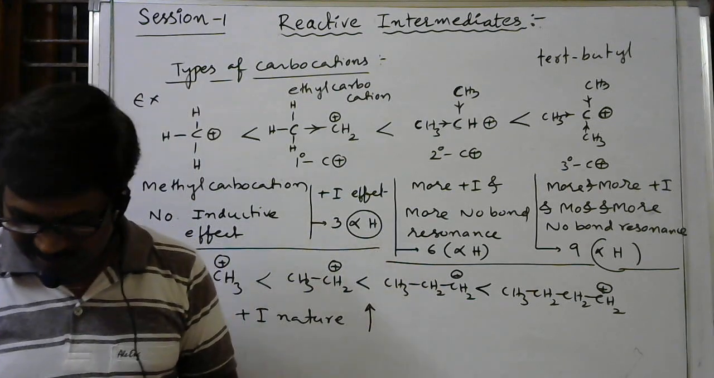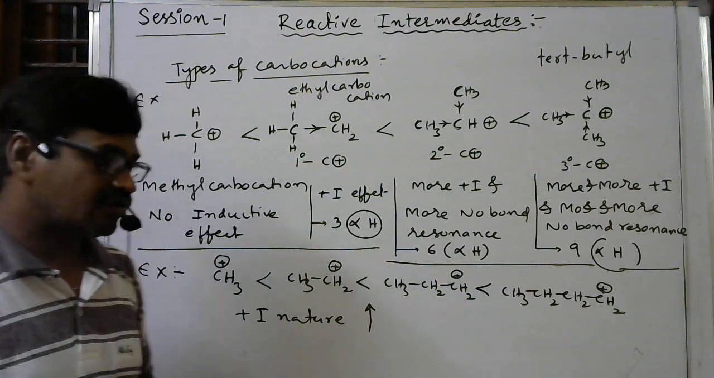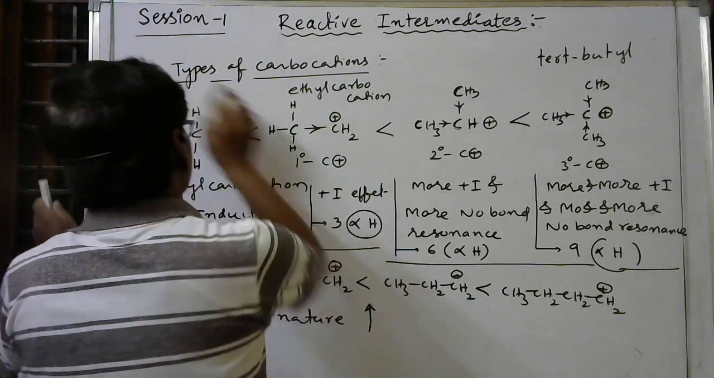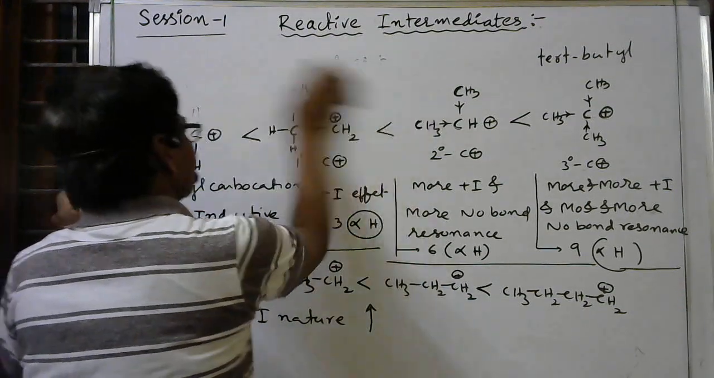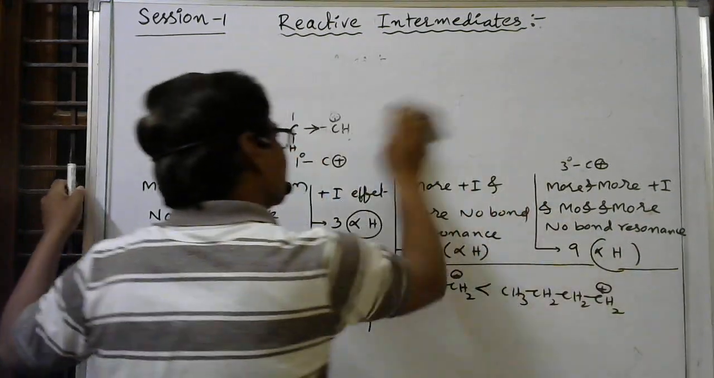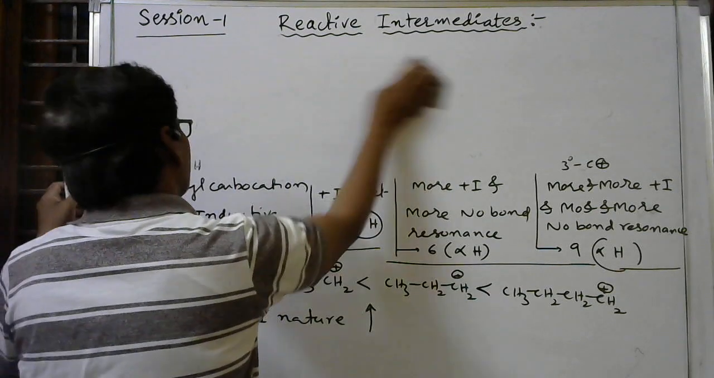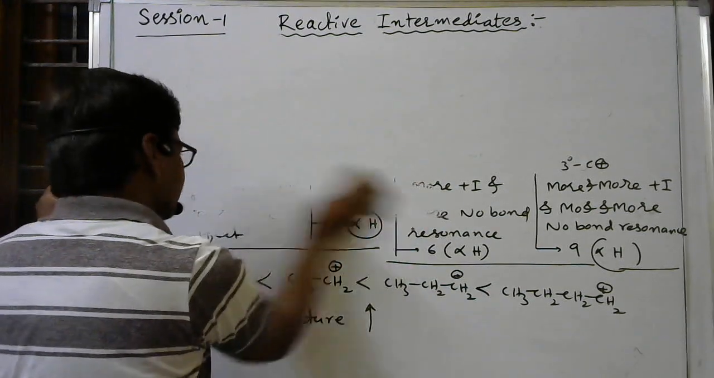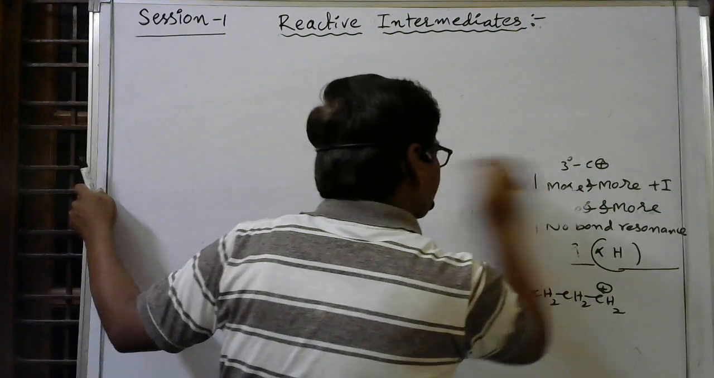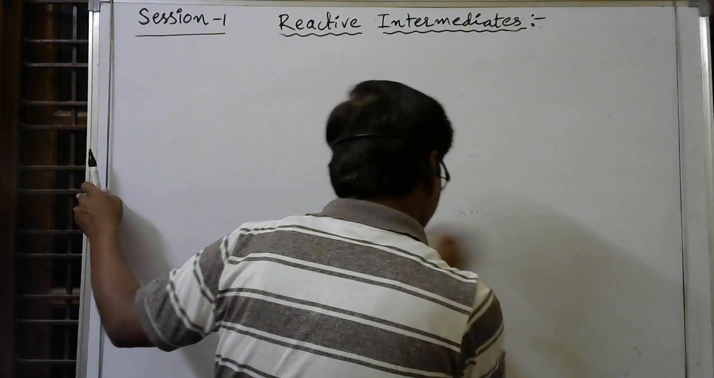Next, we'll discuss allyl and benzyl carbocations, which are different carbocations. These are also more stable. They are almost as stable as a secondary carbocation among these. Benzyl and allyl carbocations have more stability.